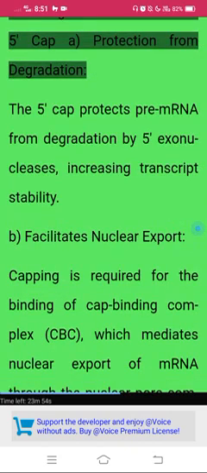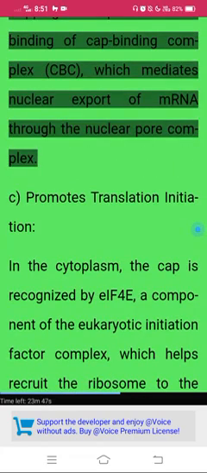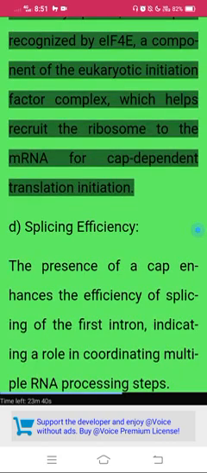4. Biological functions of the 5' cap. A. Protection from degradation. The 5' cap protects mRNA from degradation by 5' exonucleases, increasing transcript stability. B. Facilitates nuclear export. Capping is required for the binding of the cap binding complex, CBC, which mediates nuclear export of mRNA through the nuclear pore complex. C. Promotes translation initiation. In the cytoplasm, the cap is recognized by eIF4E, a component of the eukaryotic initiation factor complex, which helps recruit the ribosome to the mRNA for cap-dependent translation initiation.